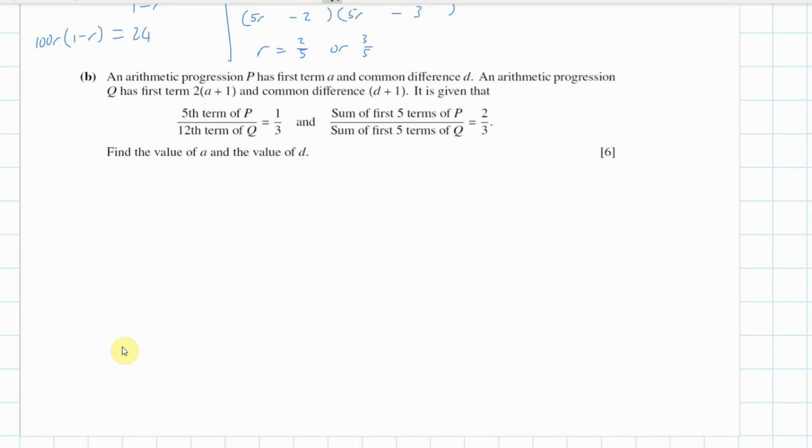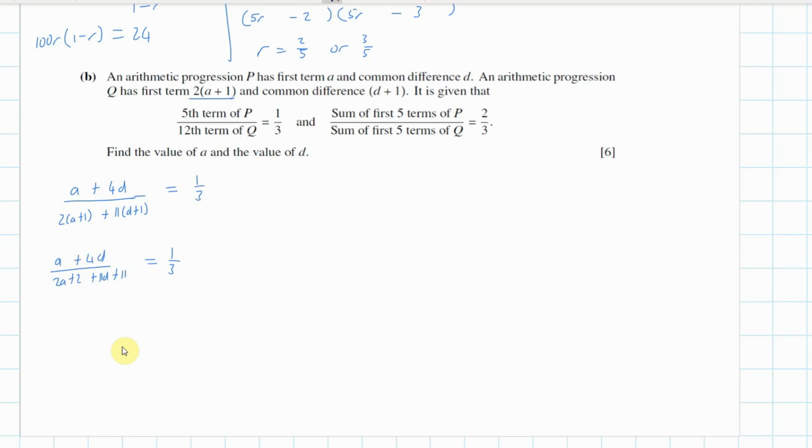Well, the fifth term of P is A plus 4D. The 12th term of Q is going to be, this is our first term, so it's going to be 2 bracket A plus 1. And then we've got to have 11 differences, plus 11 bracket D plus 1. And this will give us 1/3. Now I'm going to work with this and make it a little bit easier for me. So A plus 4D over, that will give me 2A plus 2 plus 11D plus 11 equals 1/3.